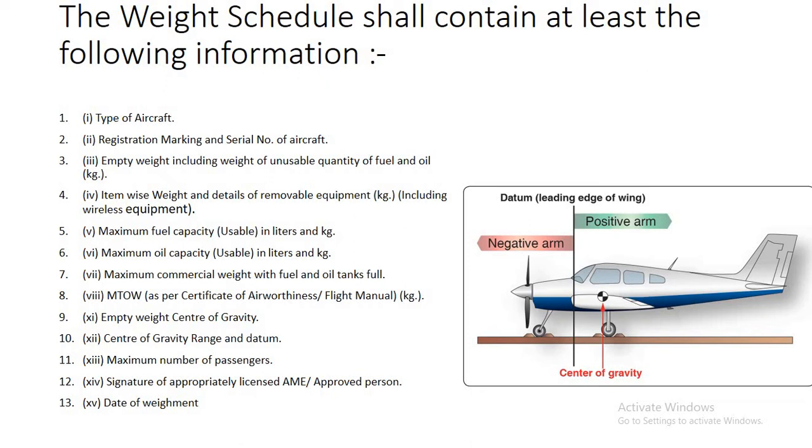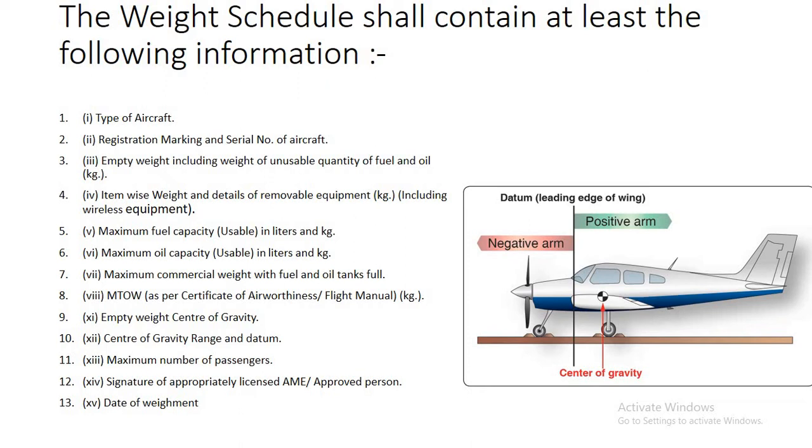Number 4, item-wise weight and details of removable equipment including wireless equipment. Items that can be removed, each item, its weight should be added. Then maximum fuel capacity in liters and kg should be there. Maximum oil capacity in liters and kg should be there. Number 7, maximum commercial weight with fuel and oil tanks full. Means your oil tank is full, fuel tank is full. Then how many passengers, what is the commercial weight that you can carry.